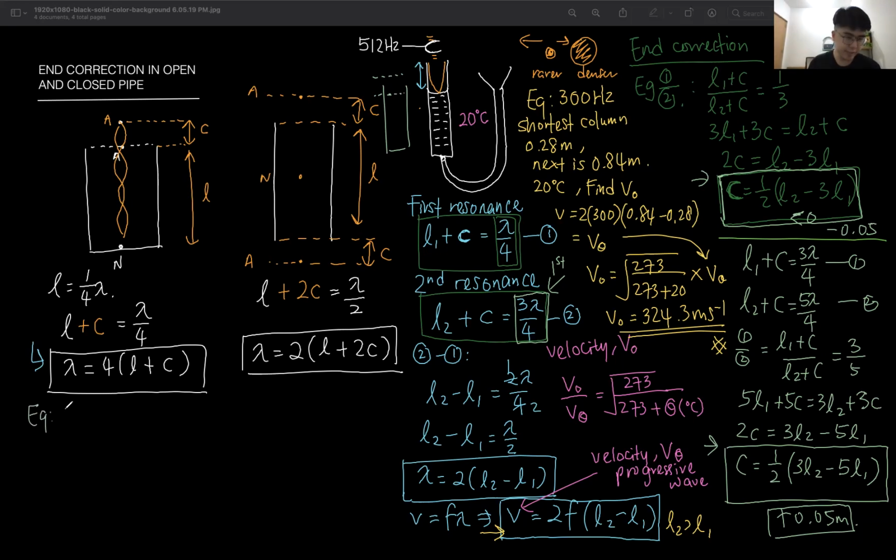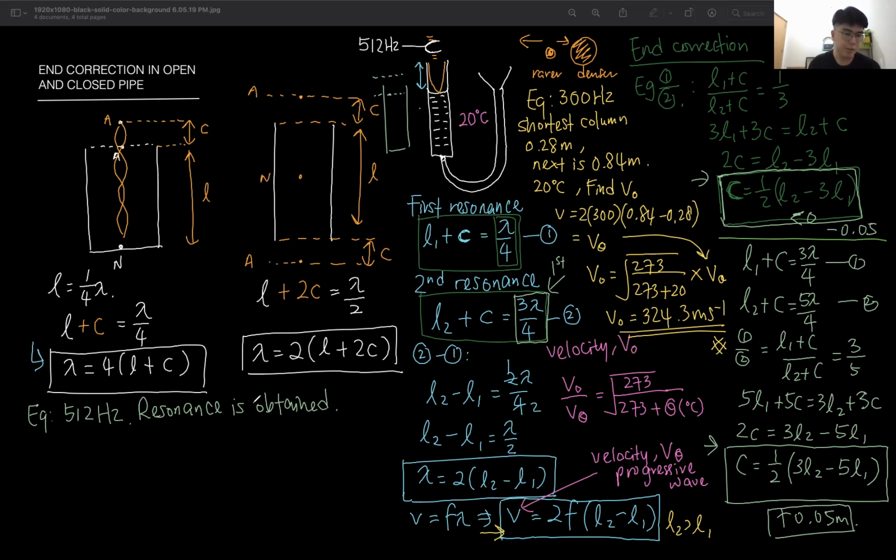The same student takes the vibrating tuning fork. This time he uses another vibrating fork that has a frequency of 512 Hertz. He puts it over the top and resonance is obtained. Now, the question here did not specify, is it the first resonance or what? It just says that the resonance is obtained. It could be the fundamental mode, it could be the first, second, or third harmonic.